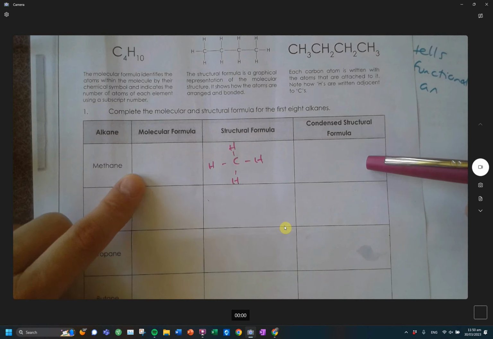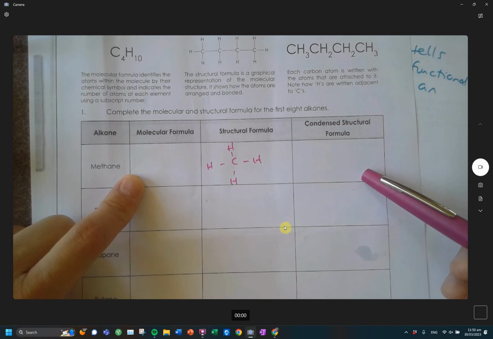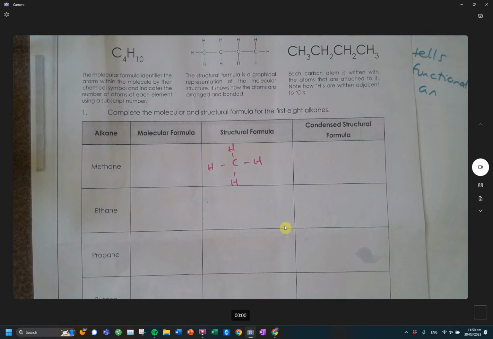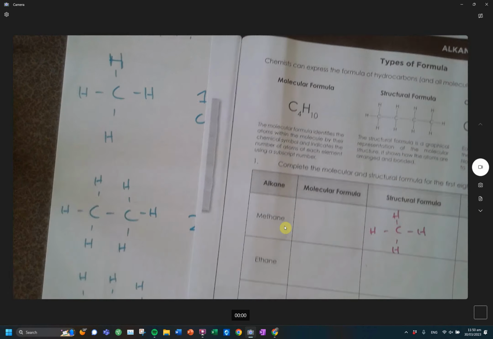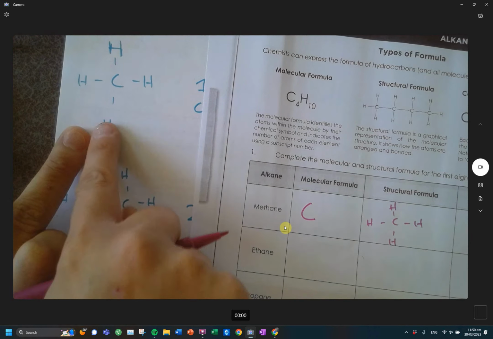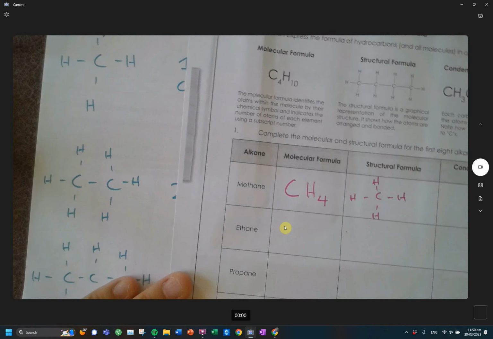The other 2 things that you need to be mindful of are molecular formula and condensed structural formula. Molecular formula is just you going through and counting up all the carbons and all the hydrogens in that molecule. So if I look at my first example here, I have 1 carbon, and I have 1, 2, 3, 4 hydrogens. Sorry.